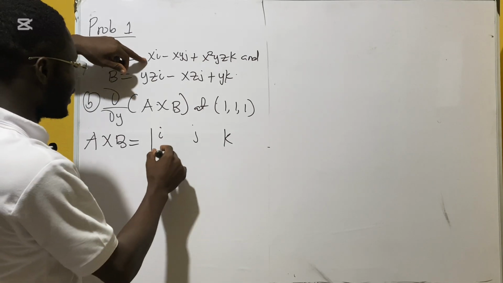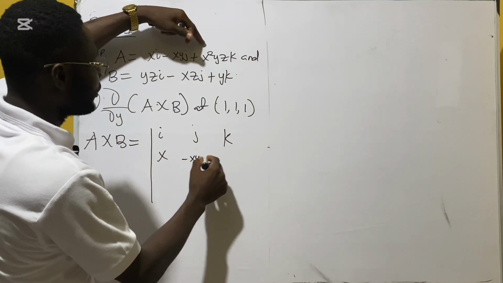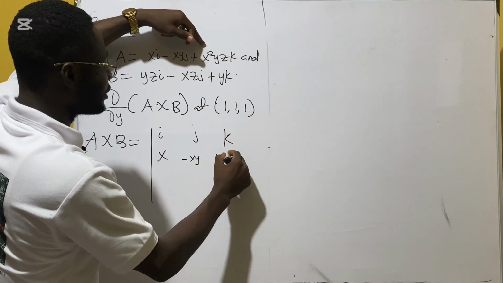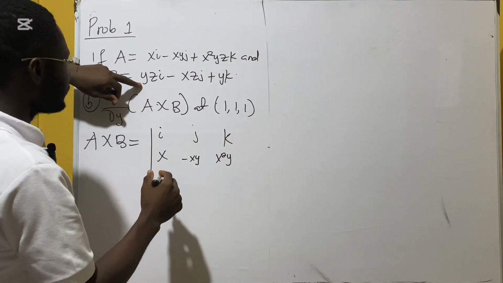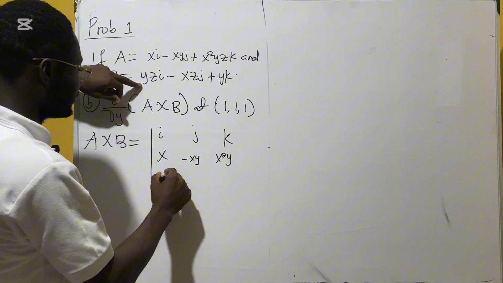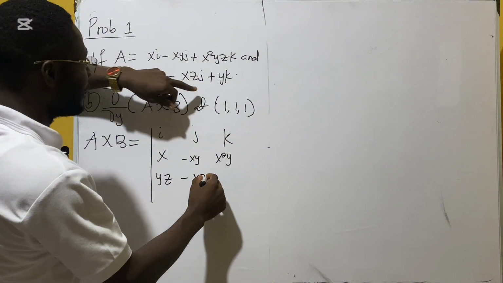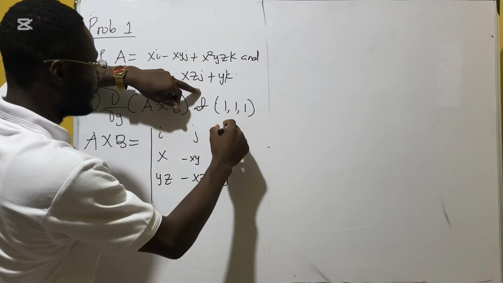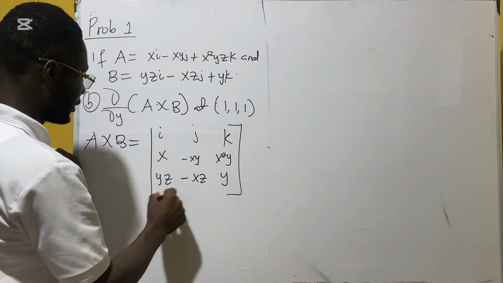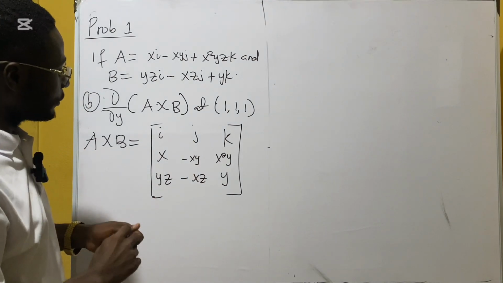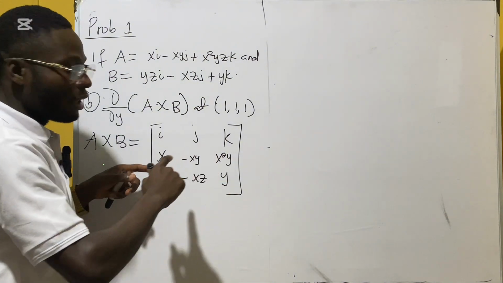So we're going to have x here, we're going to have minus xy here, we're going to have x squared y. And then we're going to have yz, we're going to have minus xz, and we're going to have y here. So that is the matrix. Okay, so now we're going to use rule 1 as our operation rule.